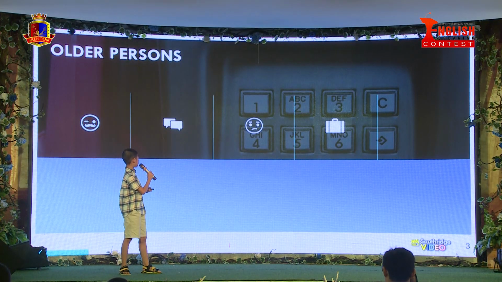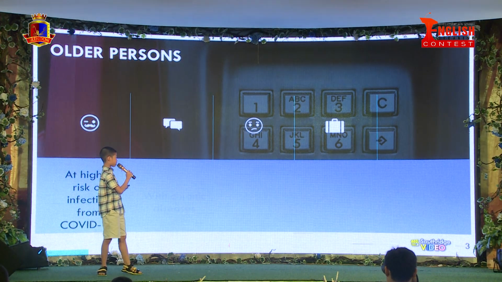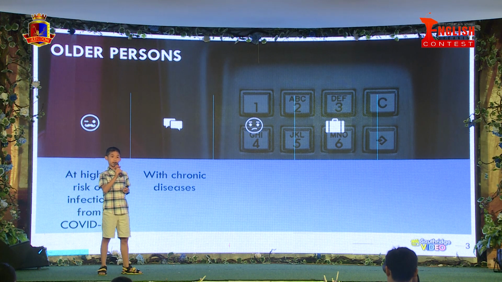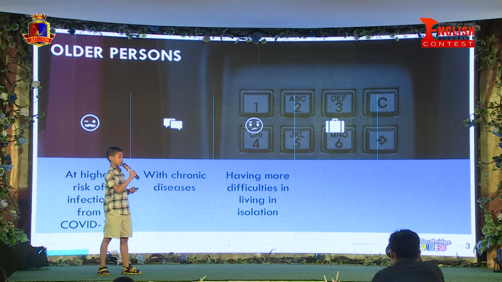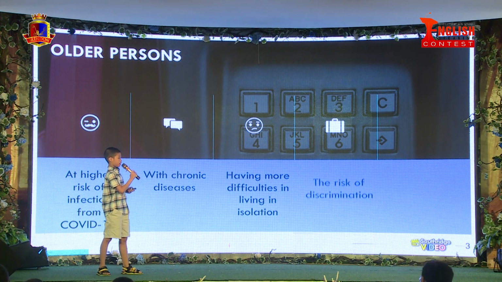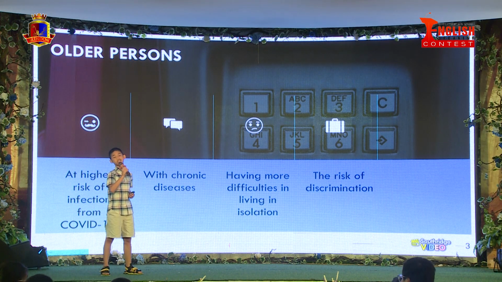First, older persons. Older persons are at higher risk of infection from COVID-19 than other age groups because of their weak immune system, especially people with chronic disease such as diabetes, high blood pressure, and heart disease. So they are encouraged to live alone. But some older people have difficulties living in isolation. More seriously, in some countries, older people have to face the risk of discrimination, so they cannot access health care services. If not done the right way, it will increase social isolation and older people won't have health care services when they need them most.